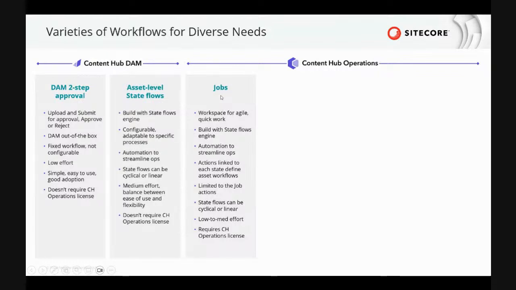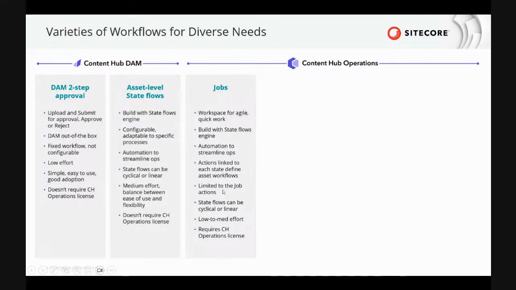Through jobs in content operations, the actions that are defined in the state flow engine are linked. So there are actions linked to them, which are defining the asset workflows. Meaning that if a job is allowing to approve assets, then all the assets inside of the job will have the approval action on them. So these are not individual workflows of each single asset inside of the job. And this is the main difference here between state flows on the asset level versus on the job level.